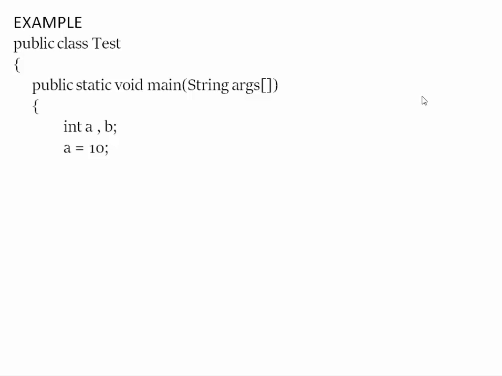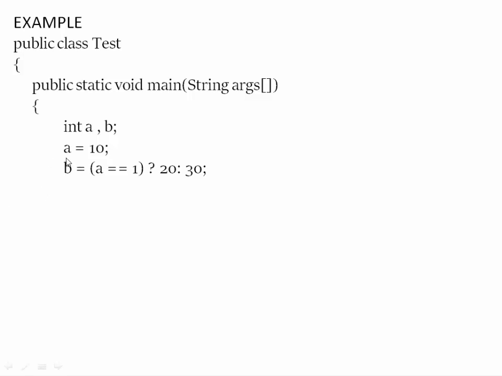Let us check whether a is equal to 1; if so, it must assign the value 20 to variable b. If a is not equal to 1, it must assign the value 30 to variable b. So let us write a program in which if a is equal to 1, b must be 20, and if a is not equal to 1, then b must be 30. To solve this, we can use the ternary operator.